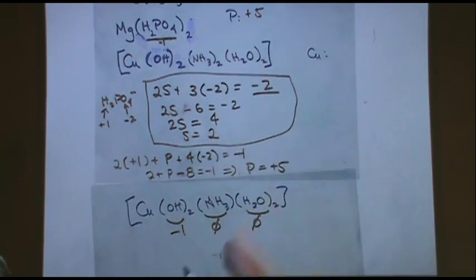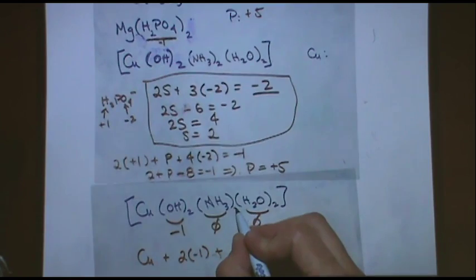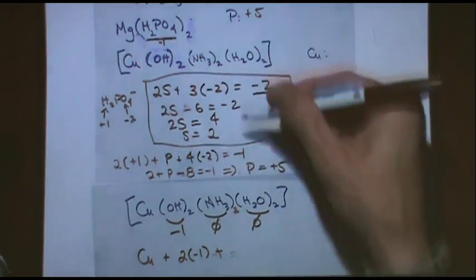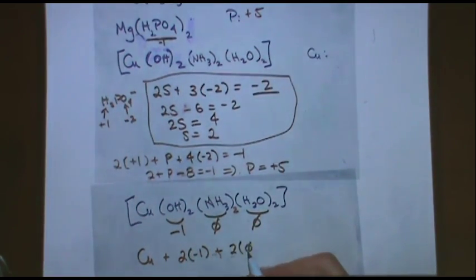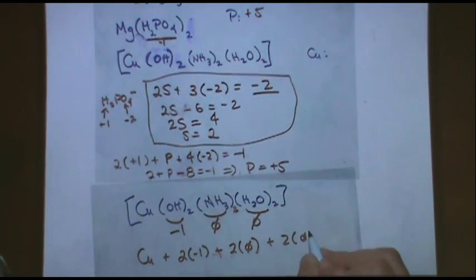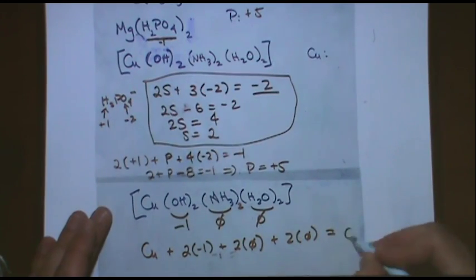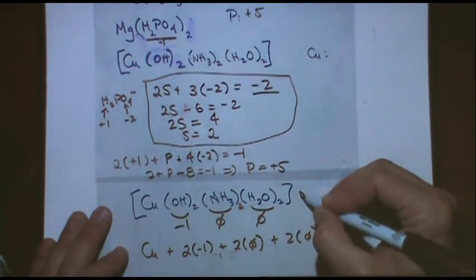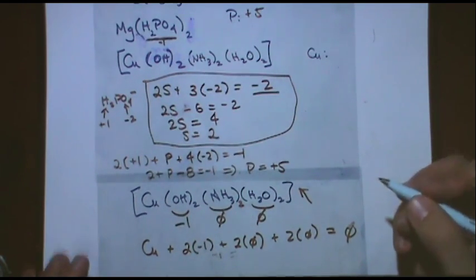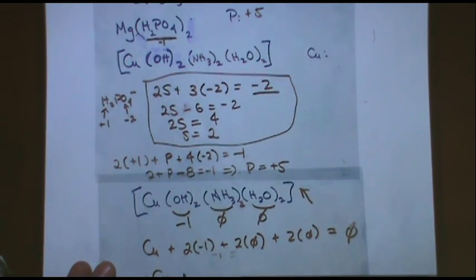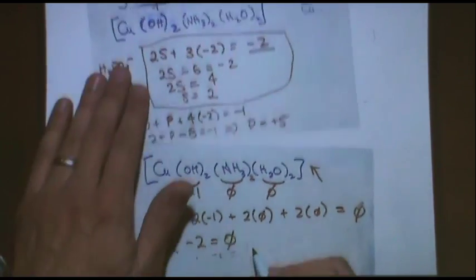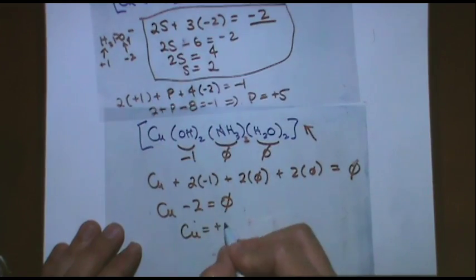So you just set up an equation just like the previous ones. Copper, which is the one you want to know, plus 2 hydroxides at -1, plus, oops, I forgot 2 here. I didn't carry it down. 2 ammonias at 0, plus 2 waters at 0. What's the overall charge of this monstrosity here? 0, and you know that because there's no number right there. So we'll do a little math, and it turns out to be pretty easy. Copper -2 equals 0, or copper equals +2.